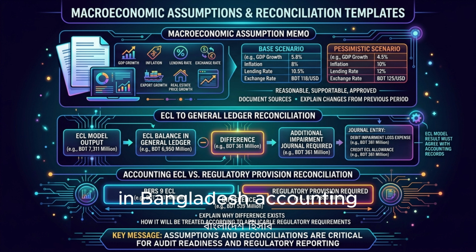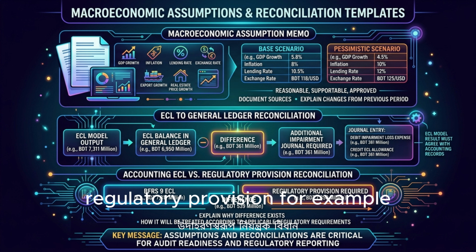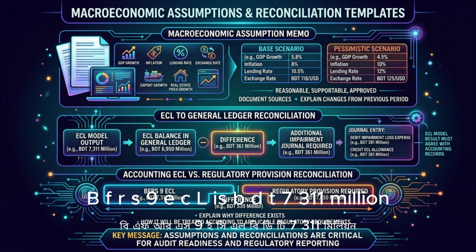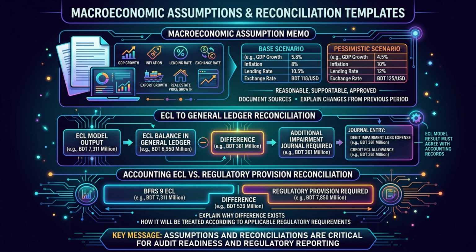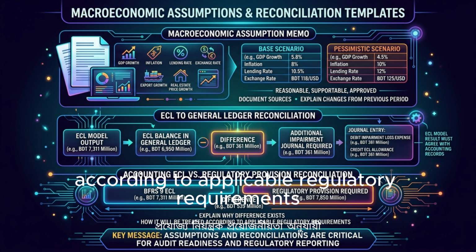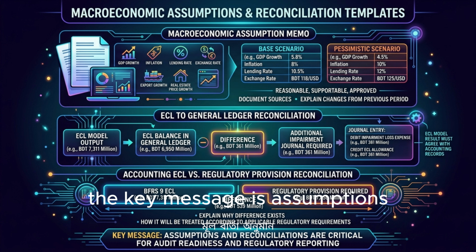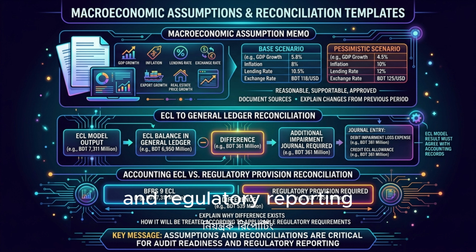In Bangladesh, accounting ECL under IFRS 9 may differ from Bangladesh Bank regulatory provision. For example, IFRS 9 ECL is BDT 711 million, while regulatory provision required is BDT 78 million. The bank should explain why the difference exists and how it will be treated according to applicable regulatory requirements. The key message is assumptions and reconciliations are critical for audit readiness and regulatory reporting.